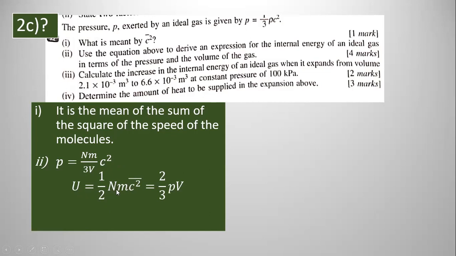Then from here, you want your half. So you can times 2 here and then divide by 2 here. So you get N m c square, which is this one. Then half, so you take the 3 across there.